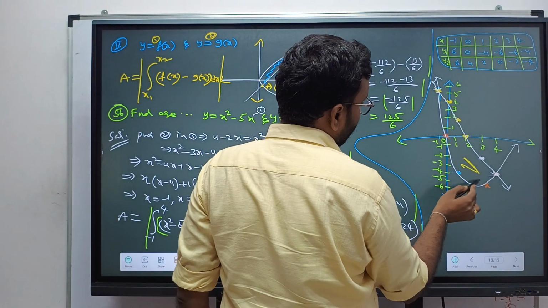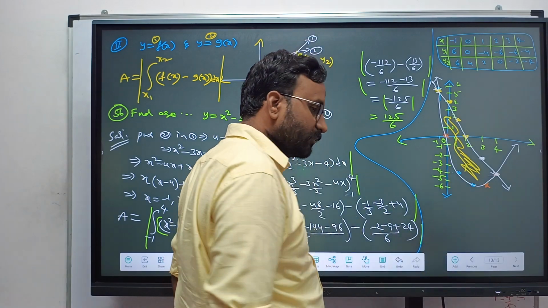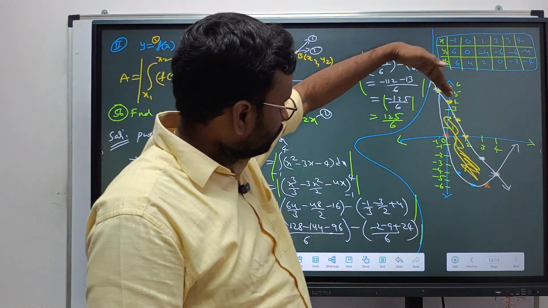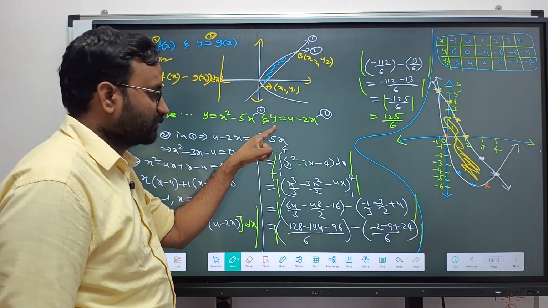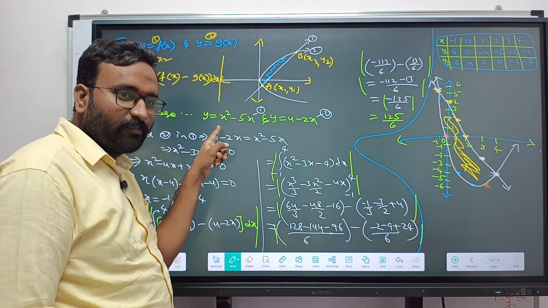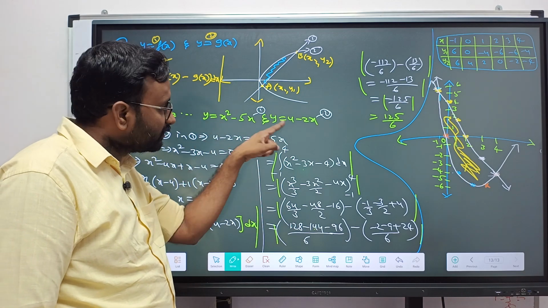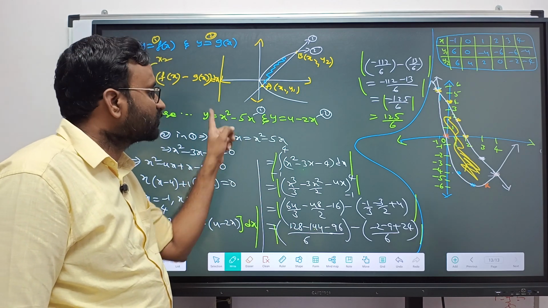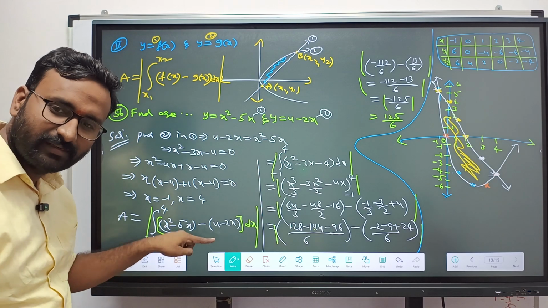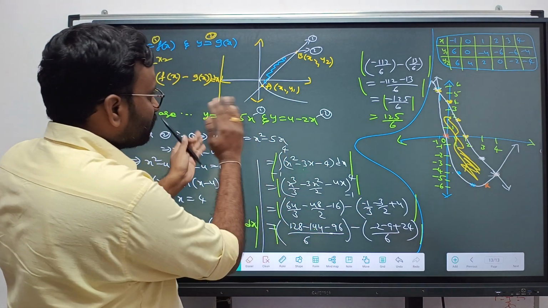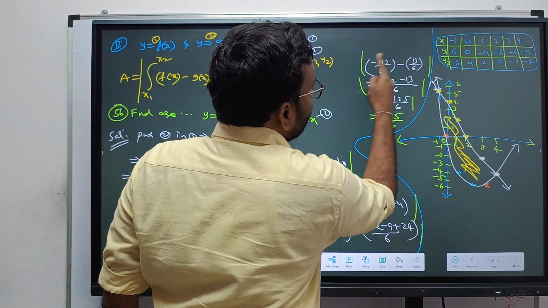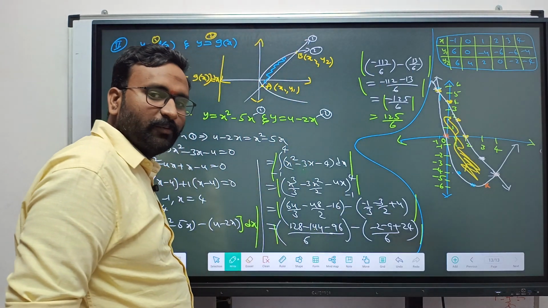Now he is asking to find what? This area. Can you tell me which is upper one? This one is the upper one. So upper one is this, lower one is this. But we have to solve what? This minus this actually. But what we did, this minus this we did here. That's why you're getting negative here. Suppose if you do this minus this, minus into minus will become plus.